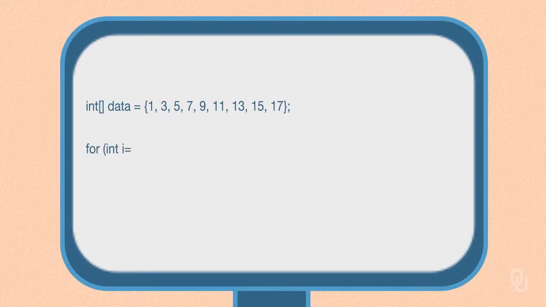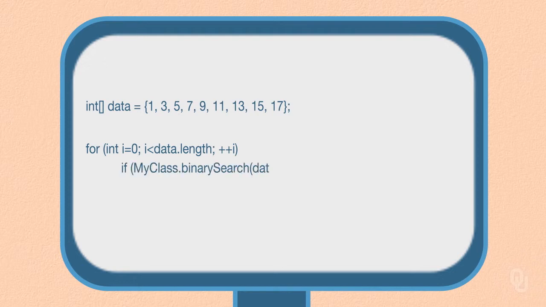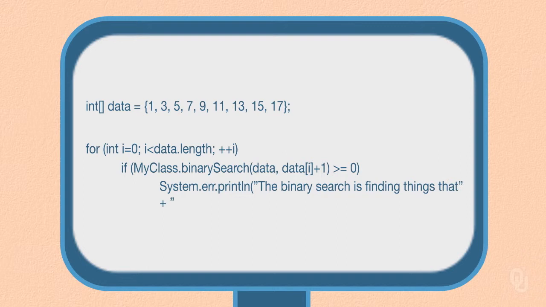for (int i = 0; i < data.length; ++i) if (myClass.binarySearch(data, data[i] + 1) >= 0) System.err.println("The binary search is finding things that are not in the array.") This is much better, but it's still missing an important case, data that's smaller than the first element. And of course, as always, we should select all this test data before we begin writing the binary search method. Would it make sense to test what happens if the array isn't sorted?